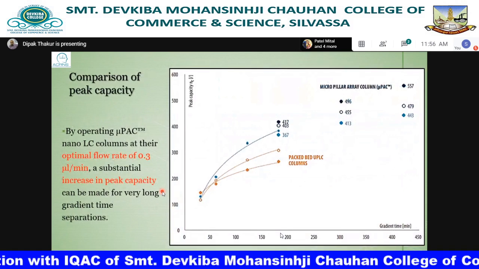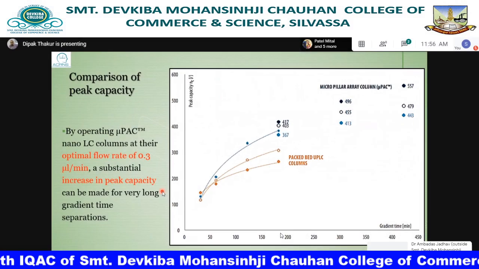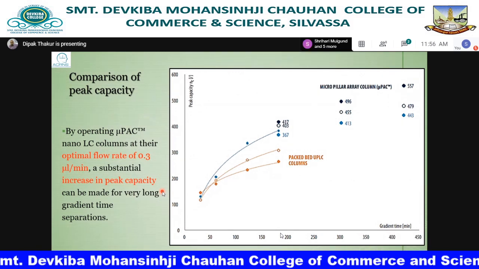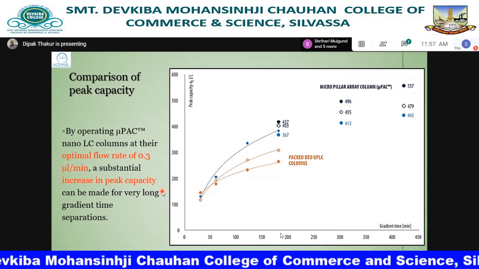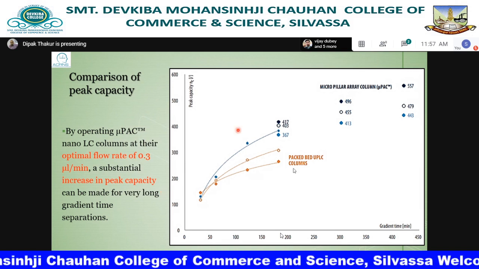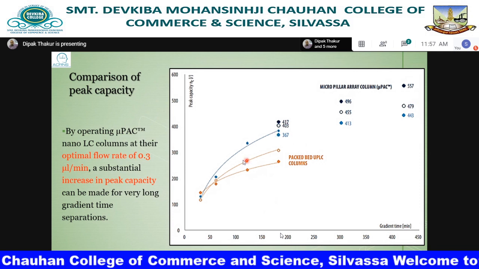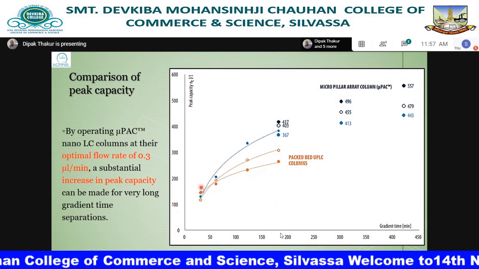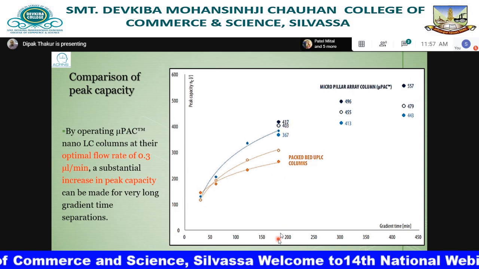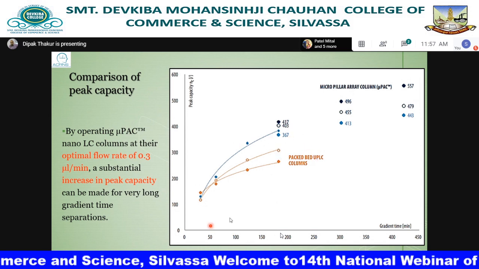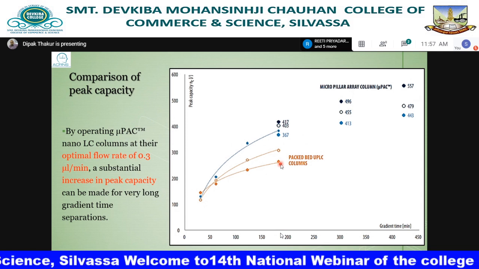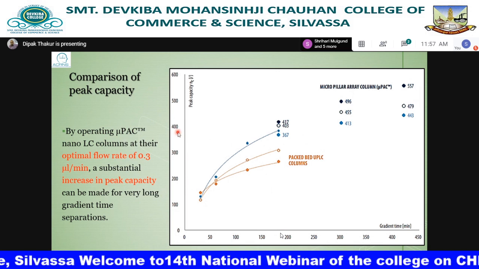Here we compare the peak capacity, operating the micropack nano LC column at its optimum flow rate. What is that? 0.3 microliter per minute. A substantial increase in peak capacity can be made with a very long gradient time. There is no point in running conventional columns at such a high flow rate because you don't gain anything. So they didn't run it that way. They ran it only for 180 minutes with the conventional column, and the flow rates were very high. We know the flow rate was 300 microliters. This is what the gain was.